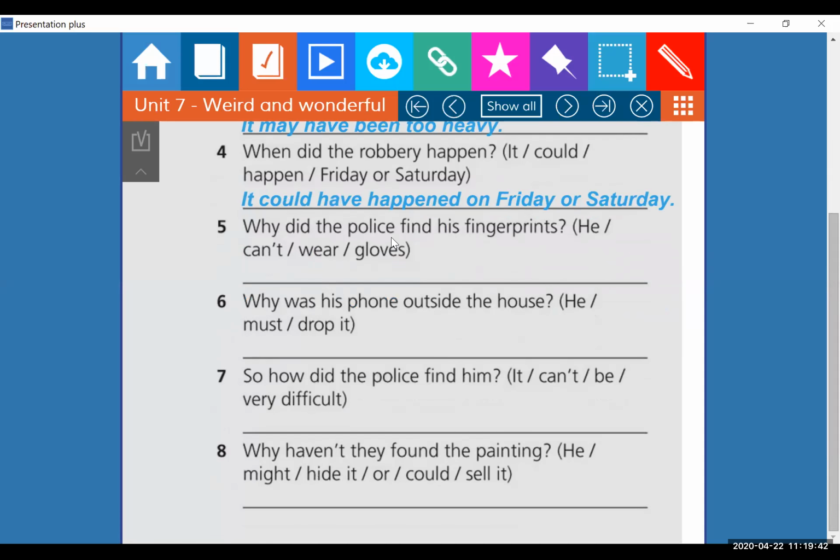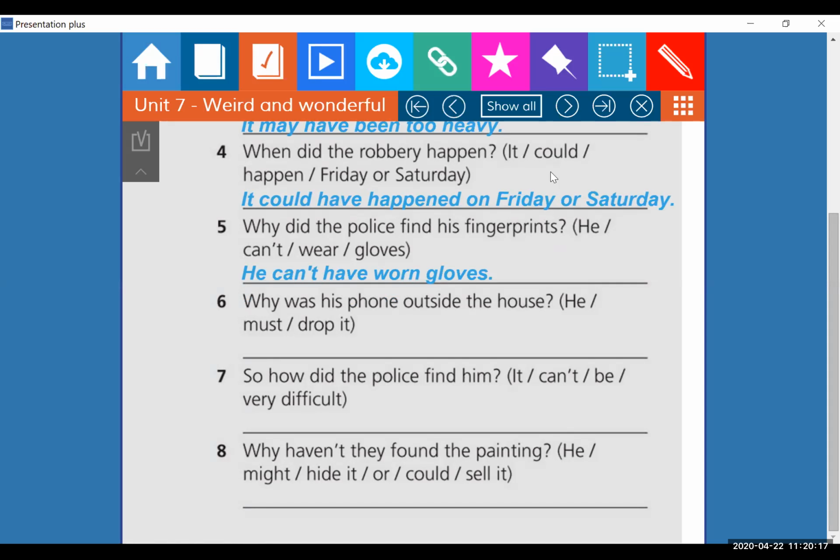The fifth one: why did the police find his fingerprints? He can't have worn gloves, and the answer is he can't have worn gloves. Because the police found his fingerprints, there should be something going wrong, but this isn't. He can't have worn gloves.